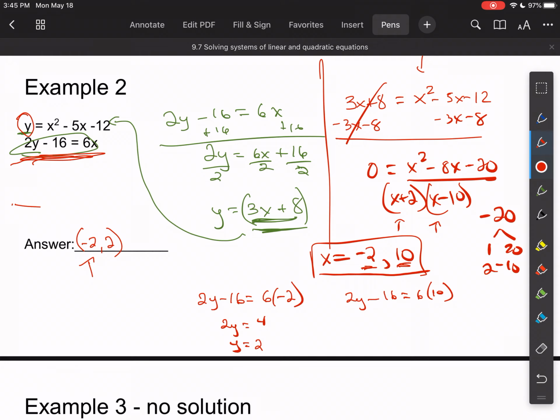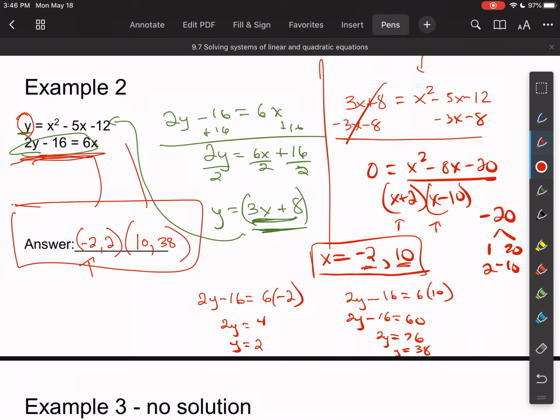Okay, and let's do the other one here. So we have 2y minus 16 is equal to 60. Let's add 16 to both sides. So 2y is equal to 76. Divide both sides by 2, y is equal to 38. So when I plug a 10 in, I get a 38 out. And again, that is true in both equations. So these are places of intersection.